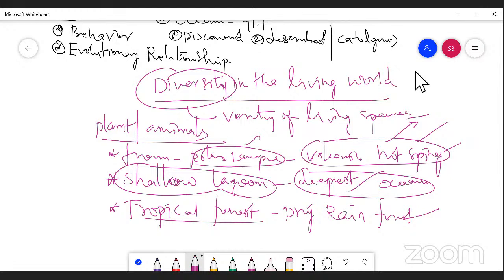So animals adapt to different climates on the earth's surface. Some animals live from the polar ice caps to volcanic hot spring areas. Some animals are adapted to the climate in between. Some animals are adapted from shallow lagoons to the deepest ocean water. Some are adapted from tropical rainforest to dry forest or desert. Dry means very rare water.